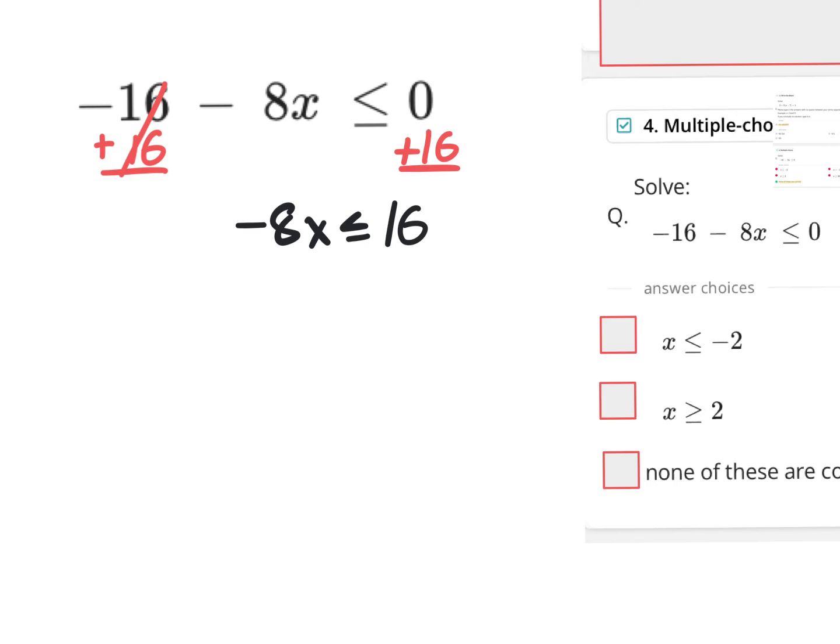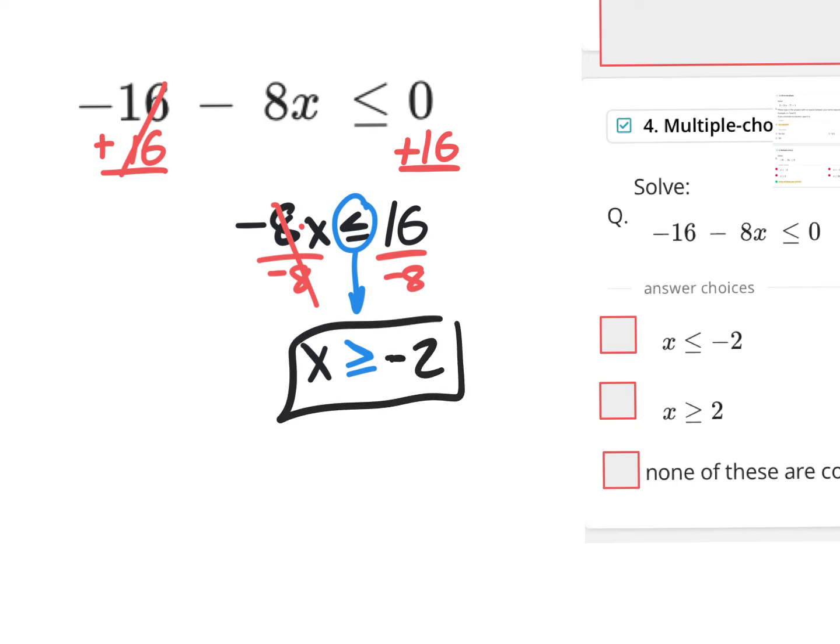And then from there, I need to get rid of that multiplication of the negative 8 in front of the x, right? After all, negative 8x really means negative 8 times x. How do I get rid of the multiplication of negative 8? I divide by negative 8. What I do to one side, I do to the other side. This will cancel out. I now have x is, because I divided by a negative, I must flip this inequality symbol. So when I bring it down, that less than or equal to becomes greater than or equal to. And over here, 16 divided by negative 8, that is negative 2. So there's our answer. Our answer is x is greater than or equal to negative 2.